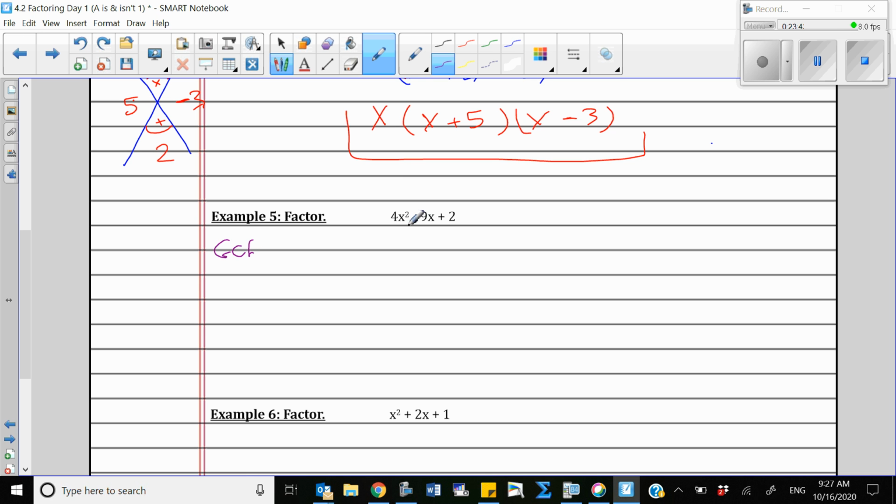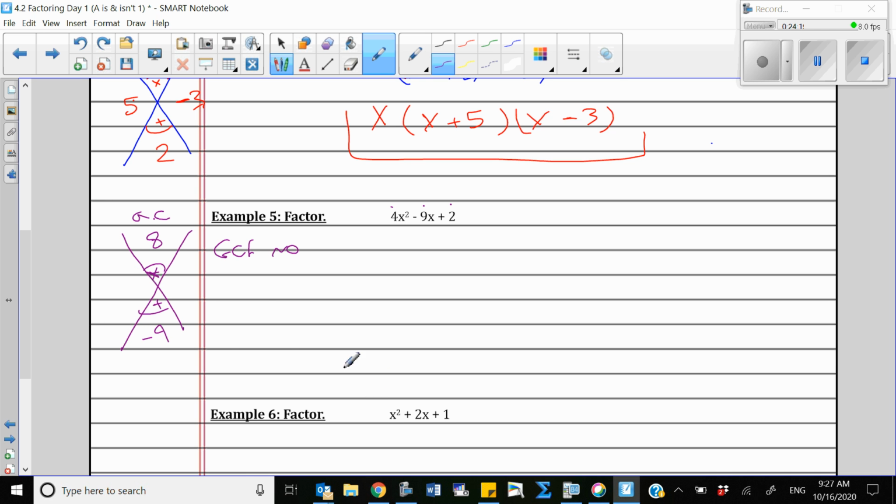Do we have any GCF here? 4x squared minus 9x plus 2. Between the coefficients, there is nothing in common. And also, if you look at the letters, again, there's nothing in common. So there is no GCF. Use the big X. Two numbers that if you multiply them, you get a times c, which is 4 times 2, 8. And if you add them, you get the b value, which is negative 9. Multiply and add. What are those two numbers?